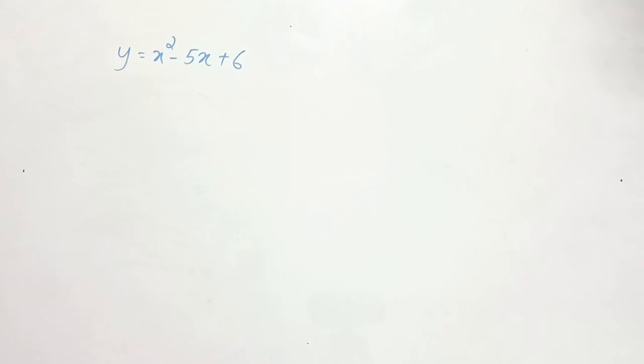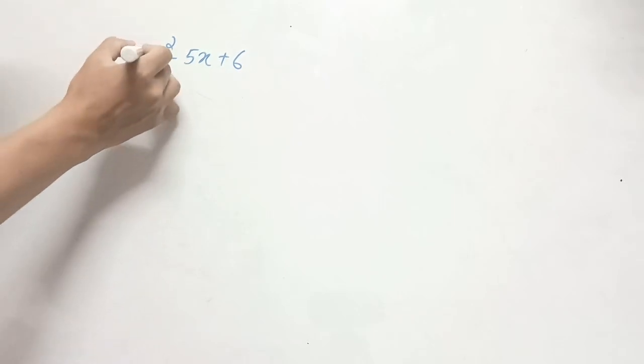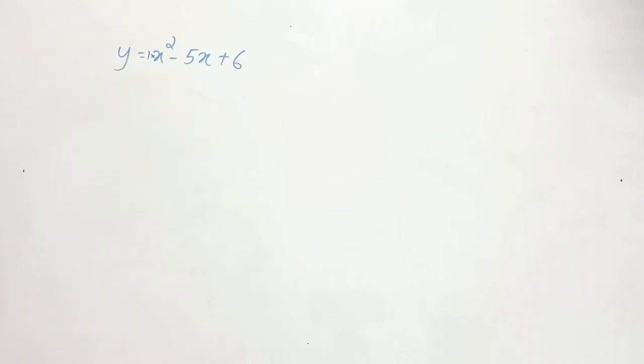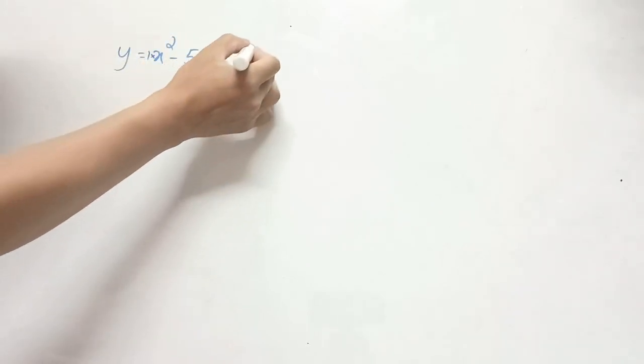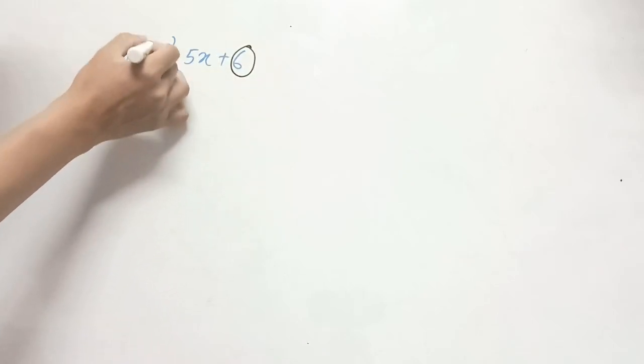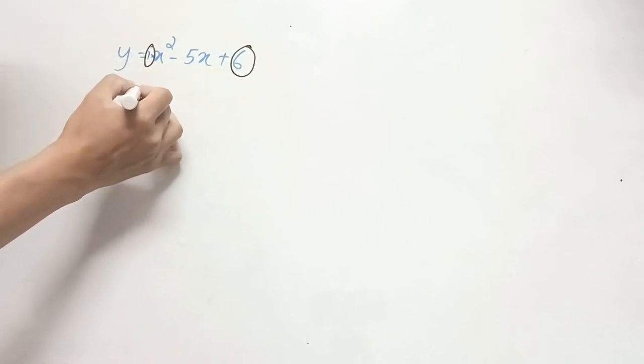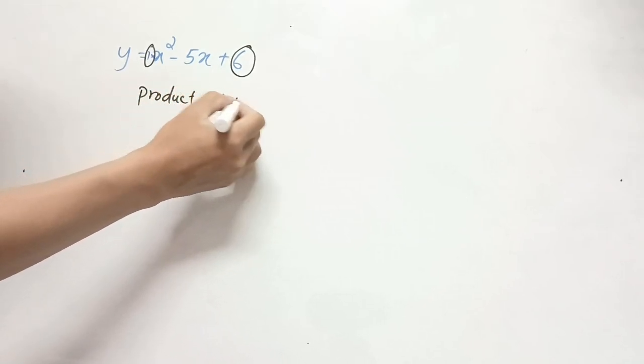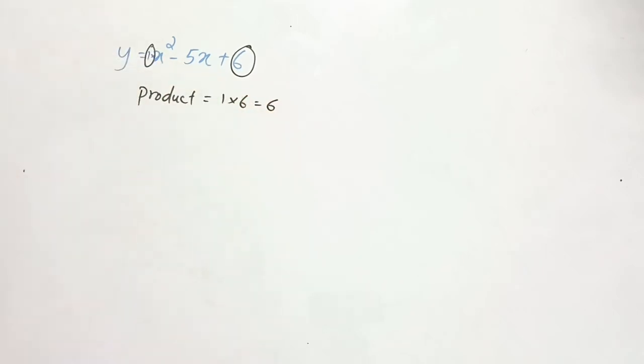first of all we need to determine the product. To determine the product, you have to take the numerical coefficient in front of x squared. For now, the number in front of x squared by default is 1 and the constant term is 6, so we need to multiply these two, so your product will be equal to 1 times 6, which will give you 6.